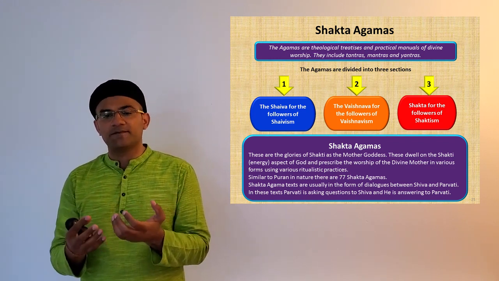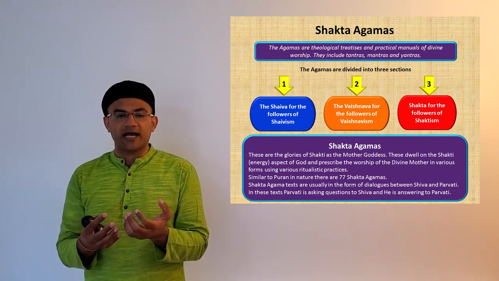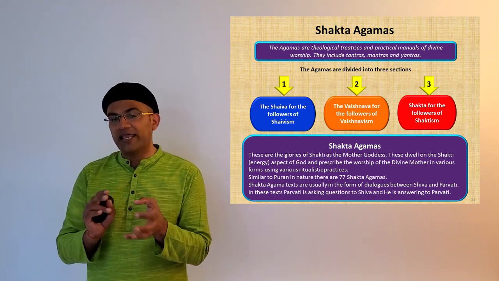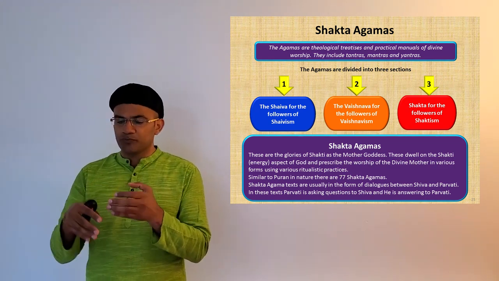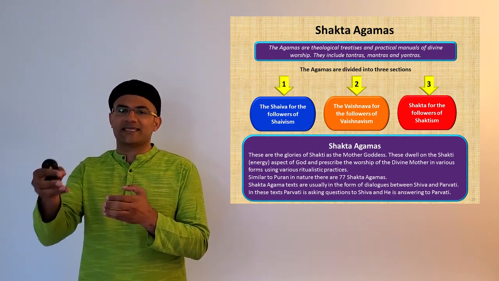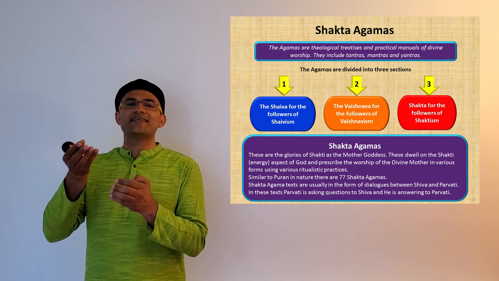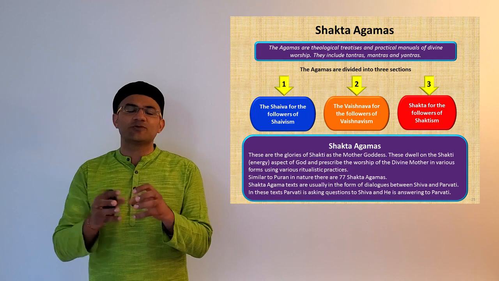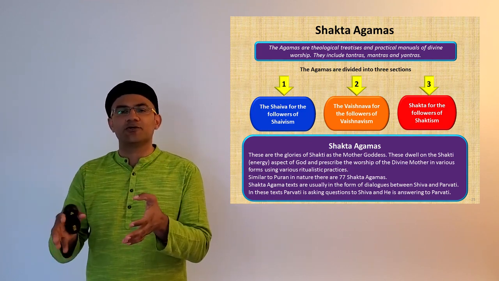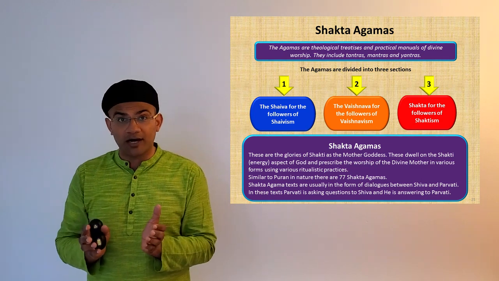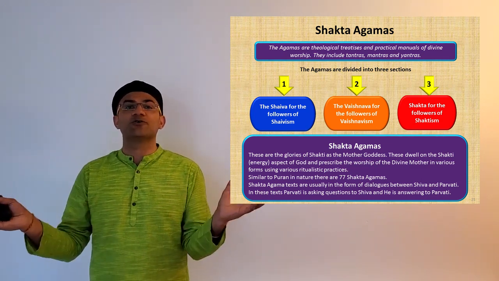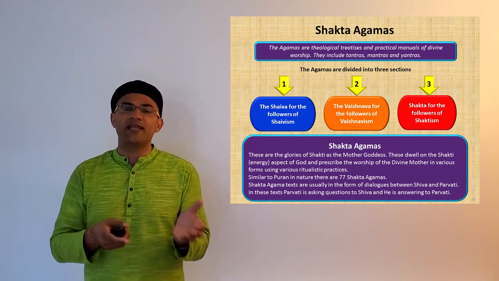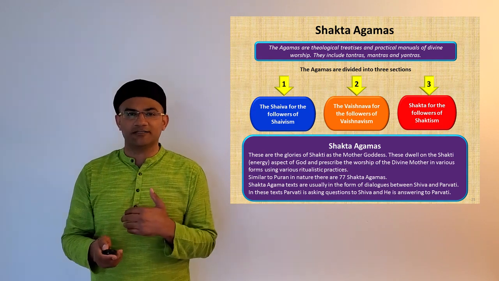There are 77 of these Shakta Agamas out there, and the Shakta Agama texts are usually in the form of a dialogue. This is very important. In these texts, Parvati is asking questions of Shiva, and Shiva is answering them. What are these questions about? It's about the underlying reality of this universe. What is this universe? Parvati asks Shiva what he is, what she is, and how this whole universe has been created. What are the different yoga techniques? It goes on like that, with so many details as part of the Agamas.